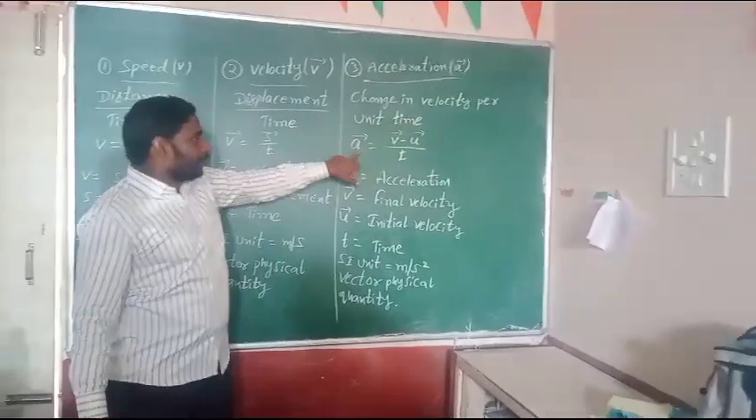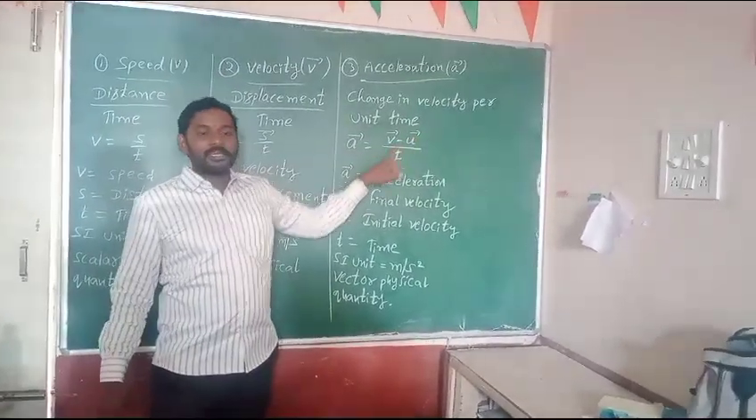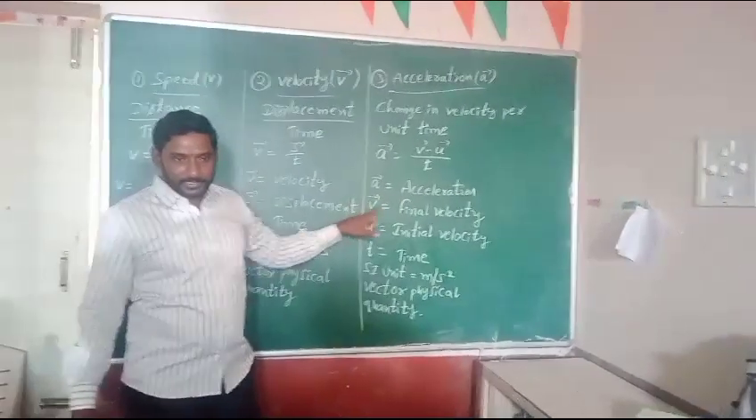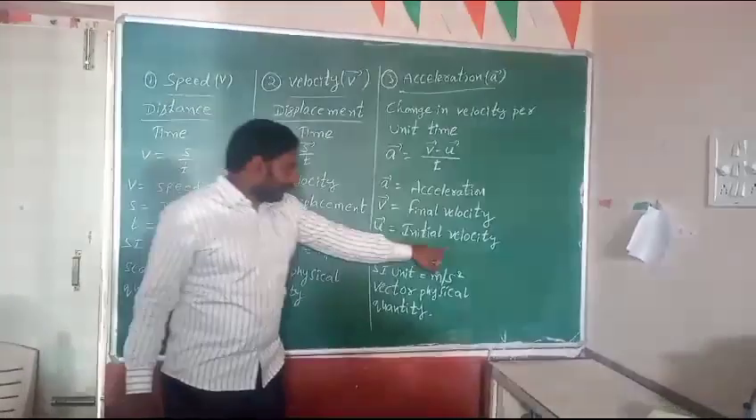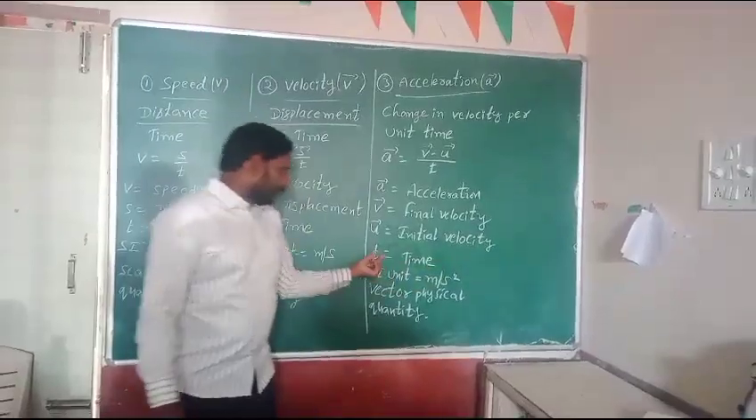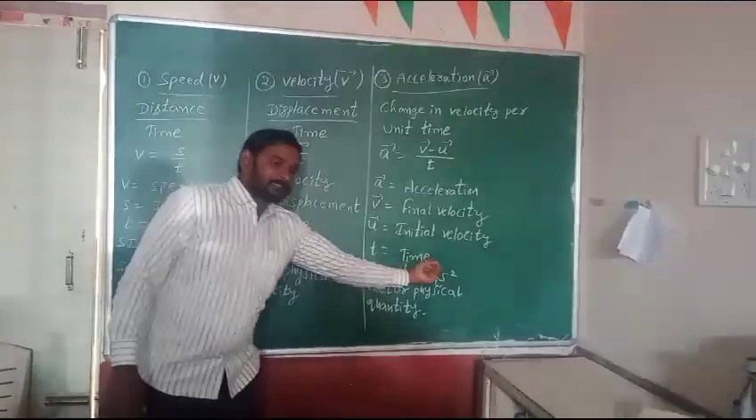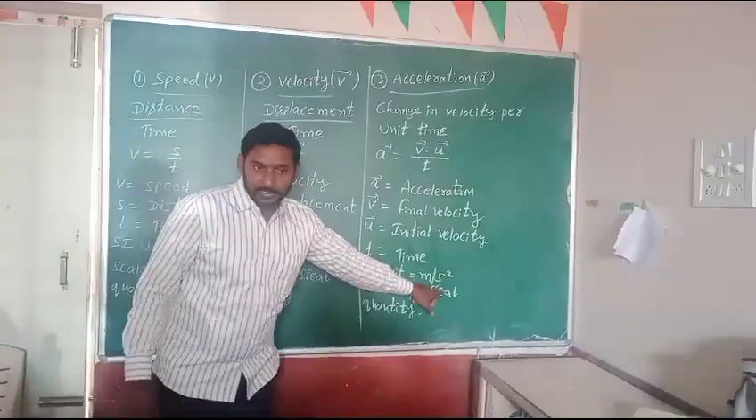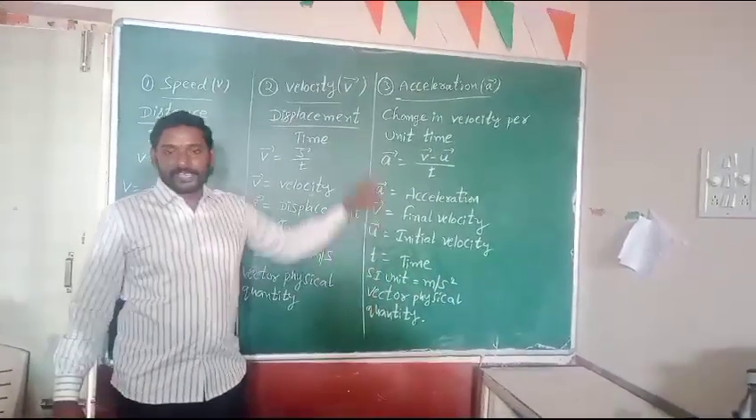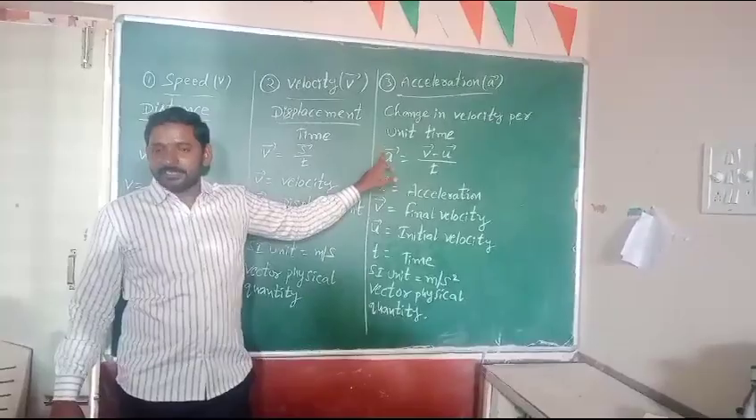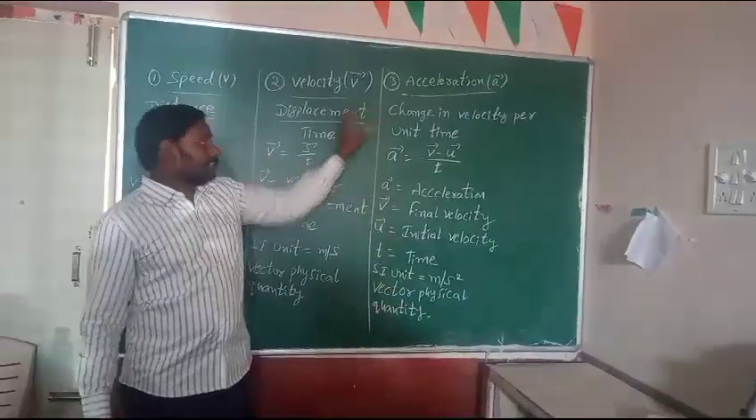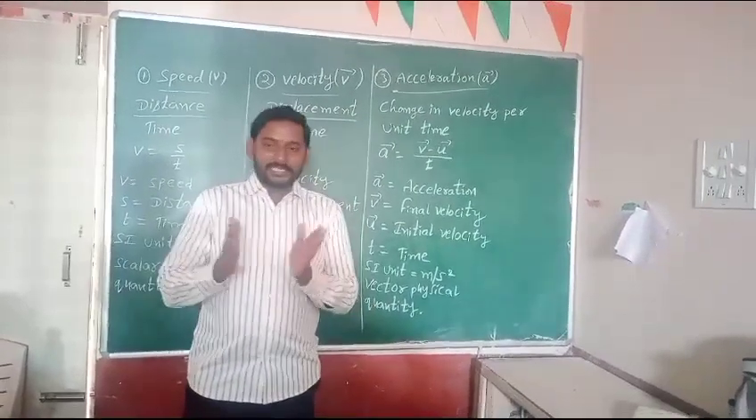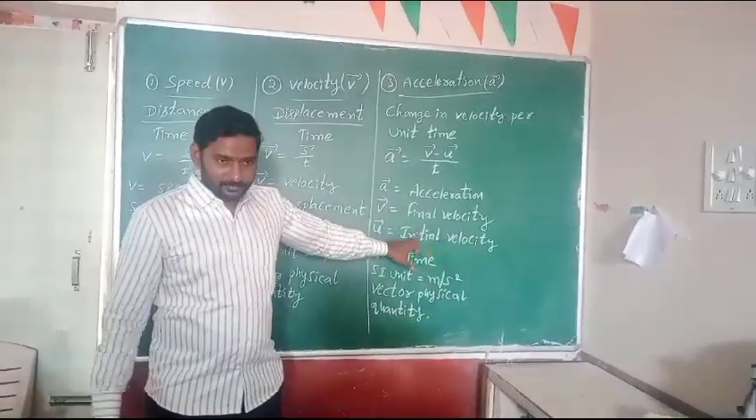The formula is A equal to V minus U by T, where A is the acceleration, V is the final velocity, U is the initial velocity and T is the time. The SI unit of acceleration is meter per second square and the CGS unit is centimeter per second square. It is a vector physical quantity, which means it has both magnitude and direction.